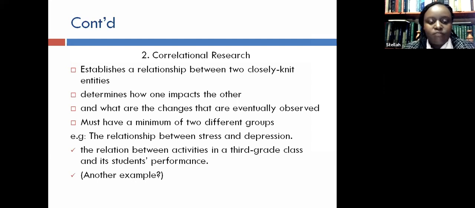The second one could be the relation between activities in a third grade class and its students' performance. So when you're trying to look at two variables, how do they relate to each other? That becomes a correlational quantitative research.